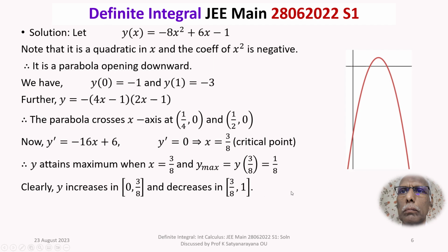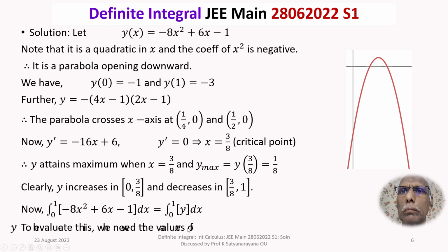So now the integral from 0 to 1 of [-8x² + 6x - 1] with respect to x is equal to the integral from 0 to 1 of [y] dx. So in order to evaluate this integral, we need the values of x at which y takes integer values. What is it that we want? We want the values of x in this interval 0 to 1 at which y is an integer. Agreed. That we do in the next slide.